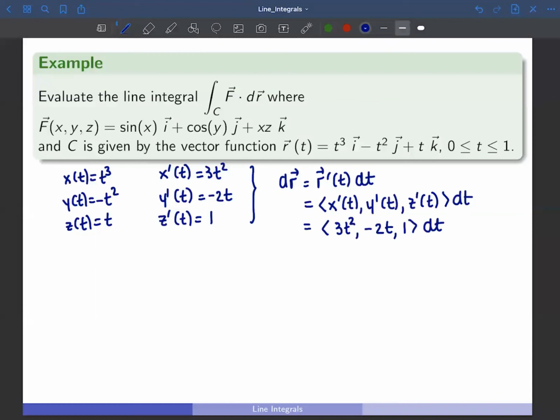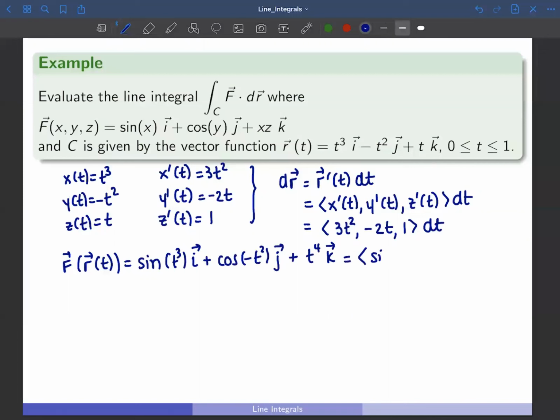And we can also evaluate the vector field F at the vector function, which is equal to sine of x. x is equal to t to the third, so sine of t to the third times the vector i, plus cosine of y, where y is equal to negative t to the square, times the vector j. And then we have plus x times z. x is equal to t to the third, z is equal to t, so we have t to the fourth times the vector k.